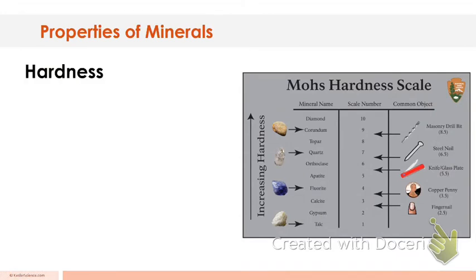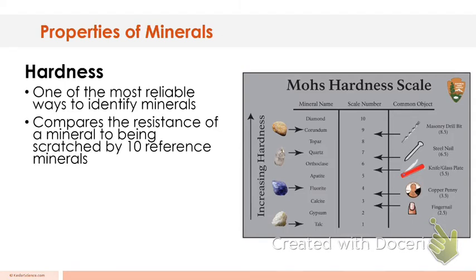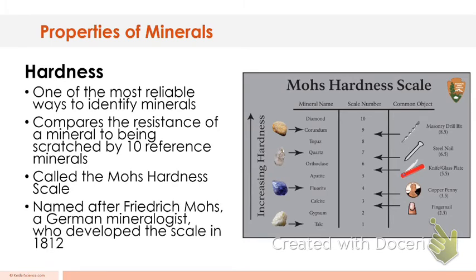Okay, hardness. Hardness is a very, very reliable way for determining what mineral something is. You compare its resistance to being scratched to 10 different reference minerals. It's called Mohs scale of hardness because a guy named Friedrich Mohs developed it. And the coolest thing about Mohs scale of hardness is it's something that you can do when you're out in the field. So you'll notice on this diagram in the upper right-hand corner, it says National Park Service.